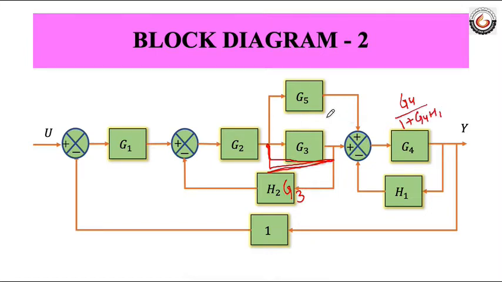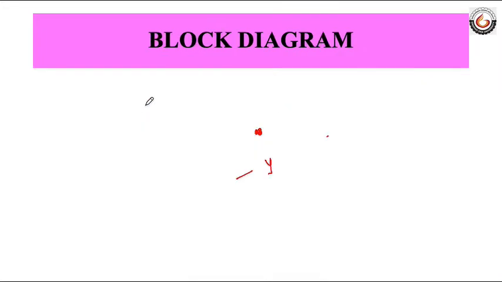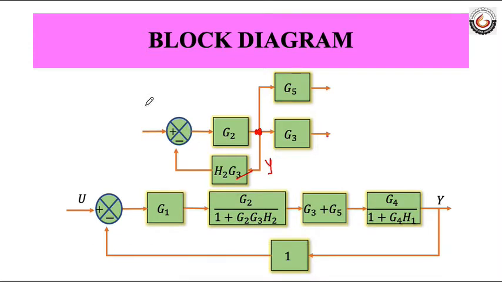This is a parallel combination, so it will be G3 plus G5. This transfer function is a feedback path, so it will be G2 and my feedback is H2 G3, because G3 is there. So this is parallel, this is feedback, this is again feedback. So I will have these three combinations and G1 alone. How it will look is like this.